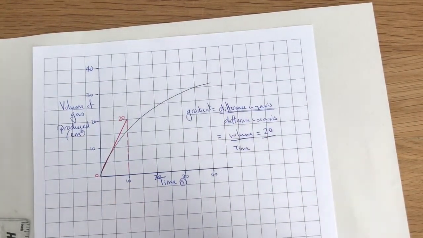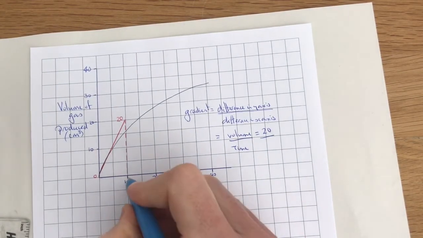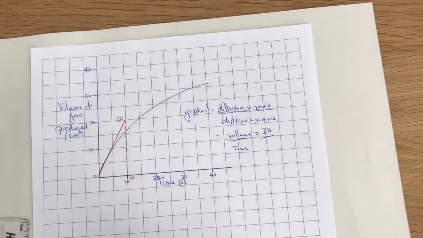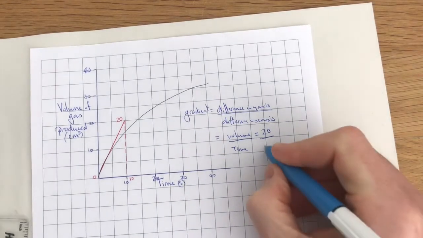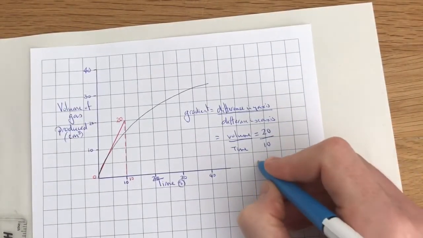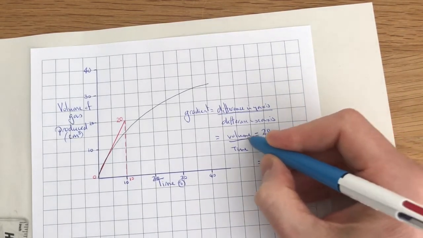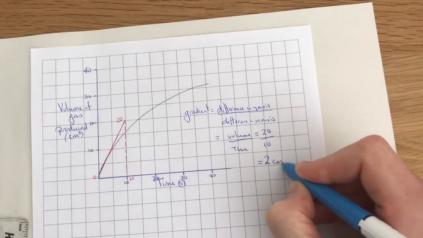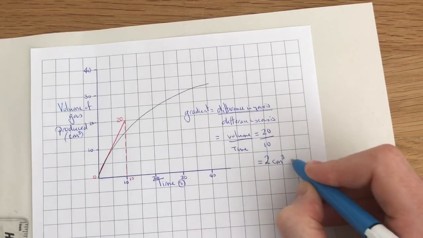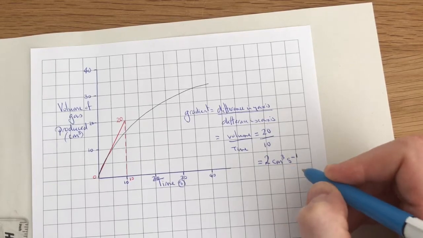Let's look at the change for time. So in that same time frame, what has the time measurement done? The time measurement has gone from 0 up to 10. So the change in that data is a value of 10. 20 divided by 10 is 2. Now remember, volume here is measured in centimetres cubed. Time is measured in seconds, so it's centimetres cubed per second.